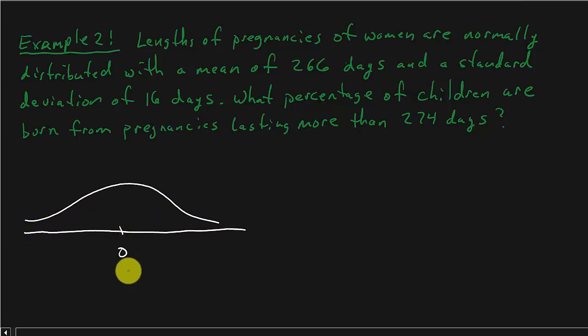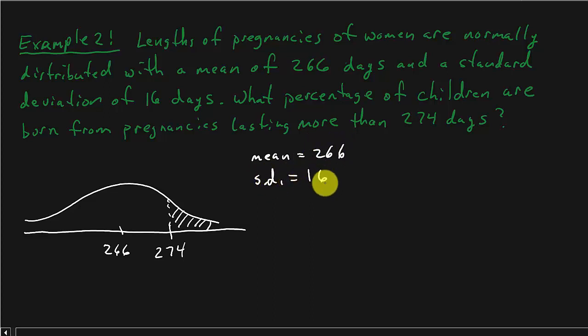All right, there's zero. I'm sorry. Let's label this. The mean is 266, and we're looking for 274, so that's above. And we're looking for lasting more than 274 days, so we're looking for that area there. And we know the mean is equal to 266, and the standard deviation is 16. All right, so we've got to convert this to a z-score.